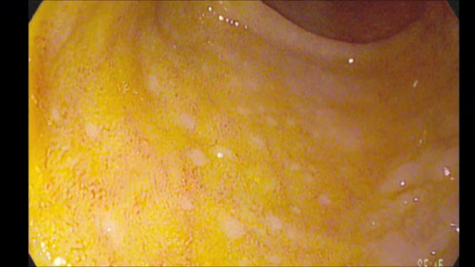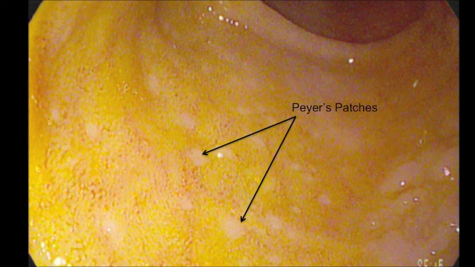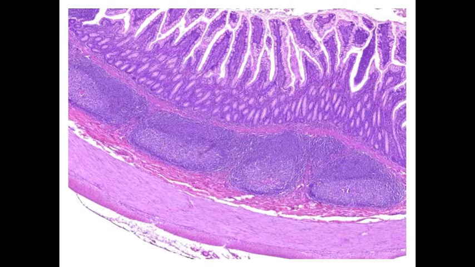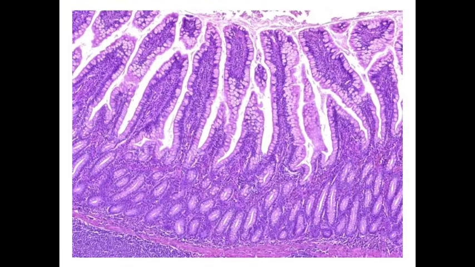Here, lymphoid aggregates can be seen and are known as Peyer's patches, which are structures unique to the ileum. Histological section of the ileum shows the lymphoid aggregates located in the lamina propria and extending into the submucosa. A closer look at the epithelium shows a further increase in the relative number of goblet cells when compared to the jejunum and the duodenum.